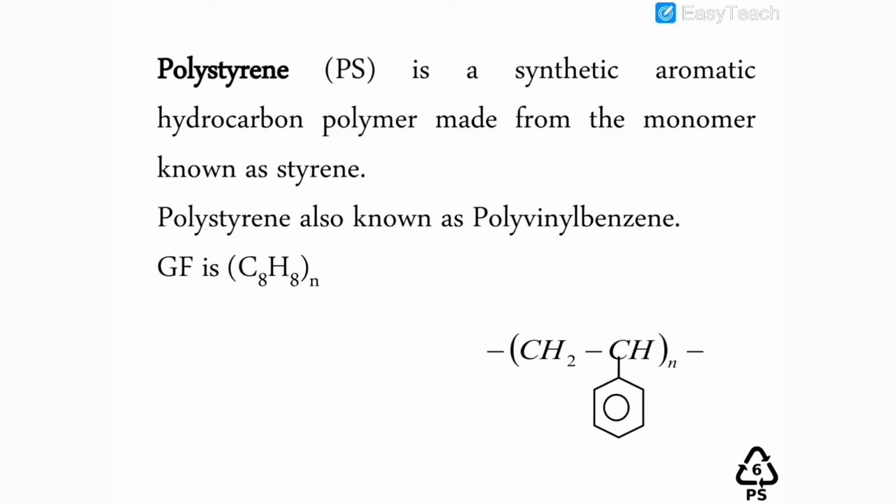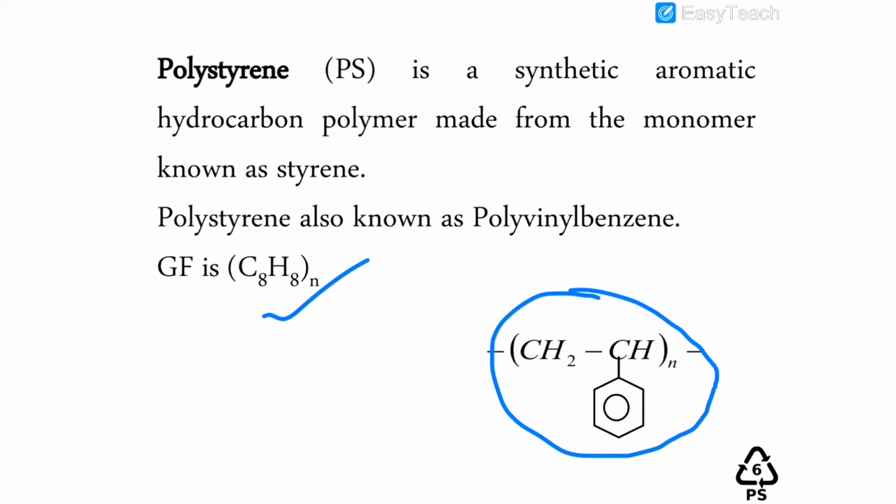Polystyrene is a synthetic aromatic hydrocarbon polymer made from the monomer known as styrene. Polystyrene is also known as polyvinylbenzene. The general formula of polystyrene is (C8H8)n. This is the structure of polystyrene.